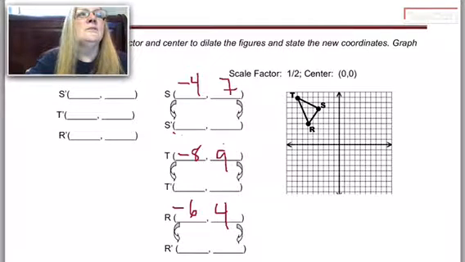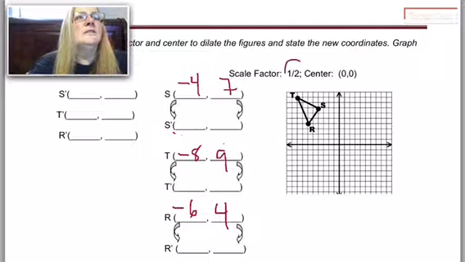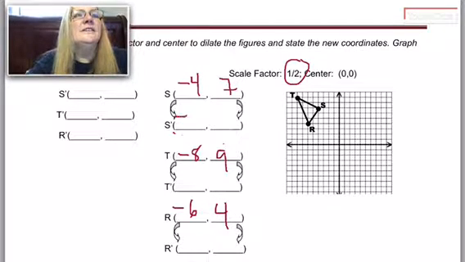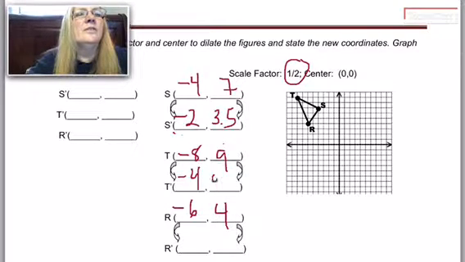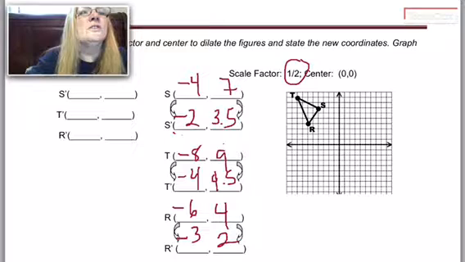And what we do is we multiply everything times 1/2. So that would be -2, 3.5, -4, 4.5, -3, and 2. Now let's just go over and plot those. -2, 3.5, -4, 4.5. Somewhere around there, and then -3, 2.